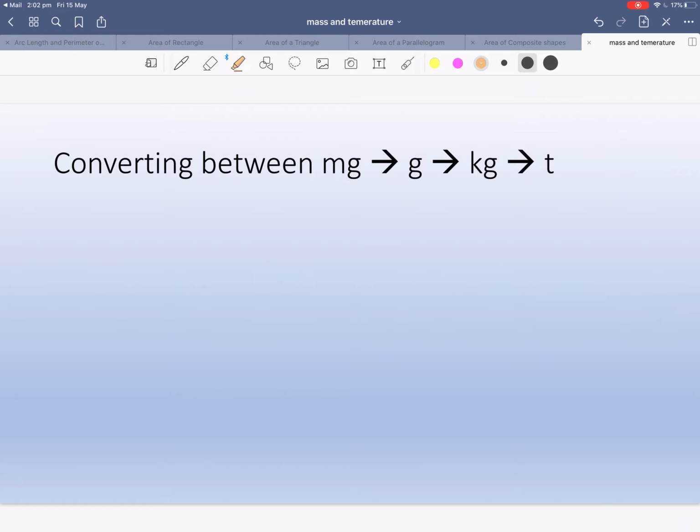Okay, so we're going to convert between these. So I've actually done a flow diagram before, but it was with millimeters, centimeters, meters, and kilometers. And that's a little bit different to what we're going to do here. So I'm going to go milligrams, grams, kilograms, and then I'm going to go tons, okay?